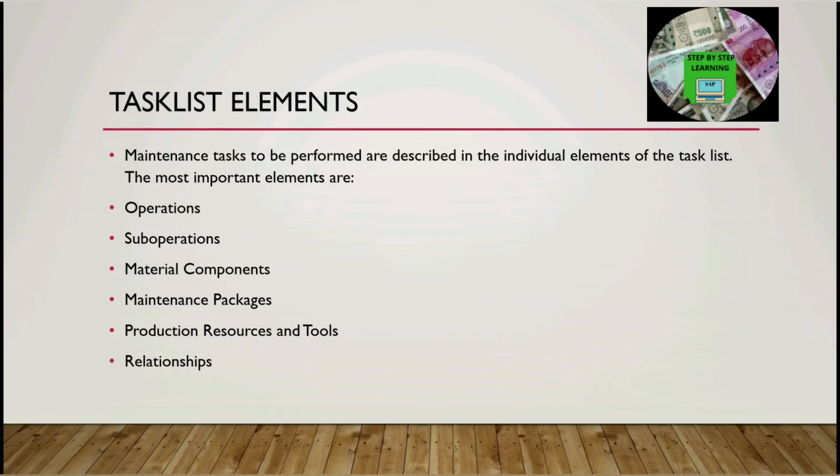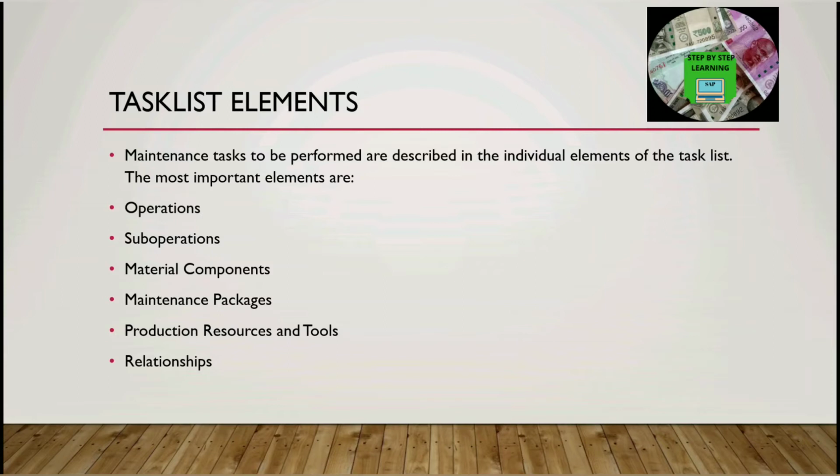So we have four relationship types. This is the finish-start relationship. What I am saying, for example, is that the first operation must be finished before starting the next operation, the second operation. That is the FS relationship. Like that we have FF, finish-finish, and start relationships.